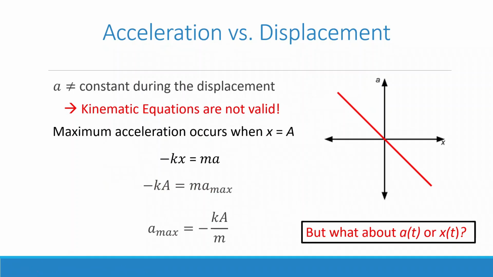Well, our acceleration is not constant during the displacement. If we were to forget about the second order differential equation right now, and just set our net force equal to mass times acceleration, we have negative kx equal to ma. So for example, if I was to graph that, this is what that graph would look like. It would have a slope of negative k, and if I have a positive x, then my force is going to be in the opposite direction.